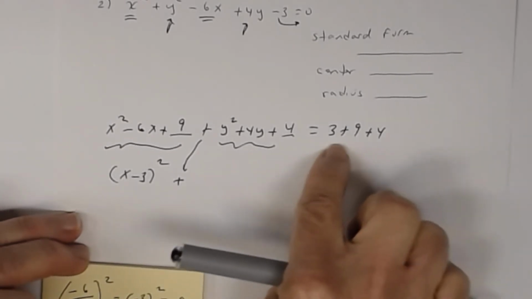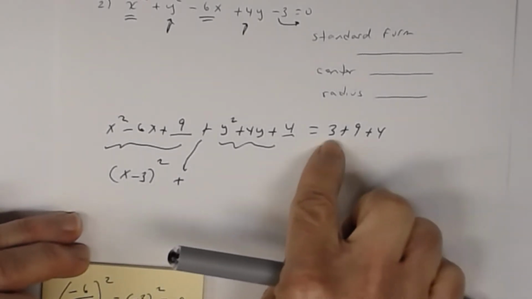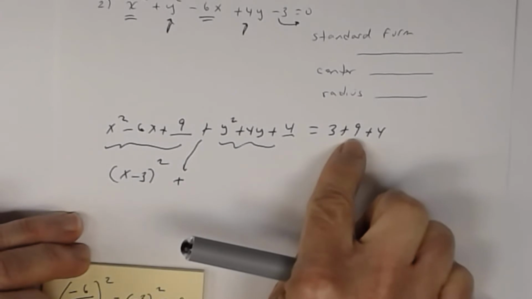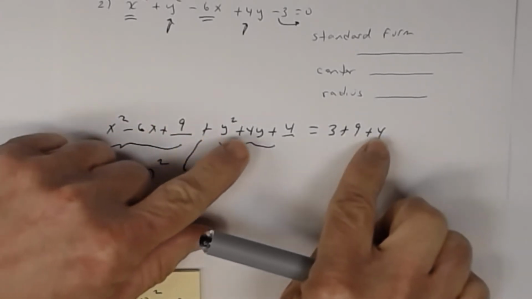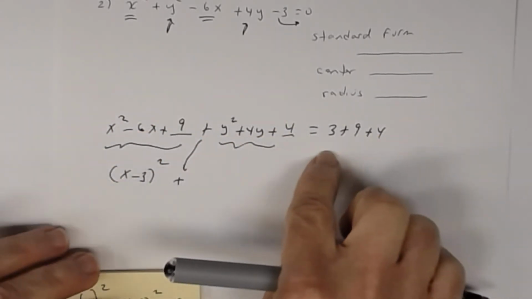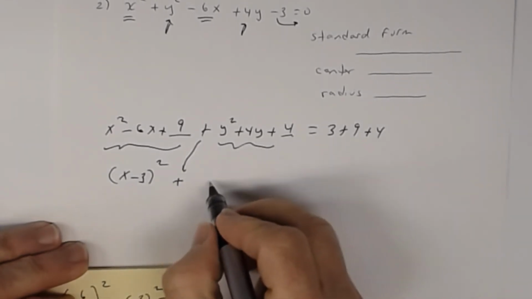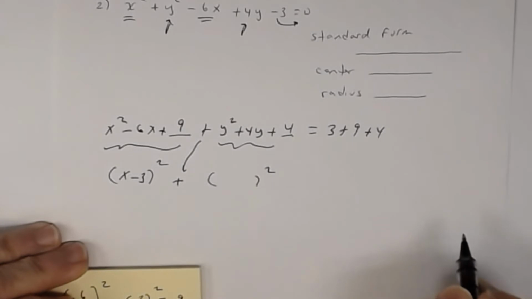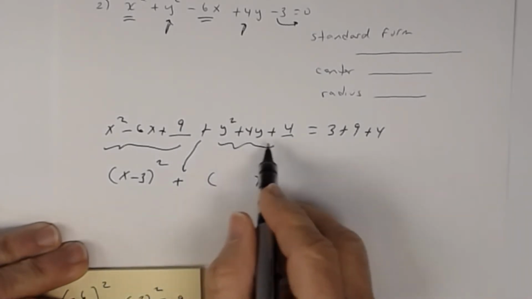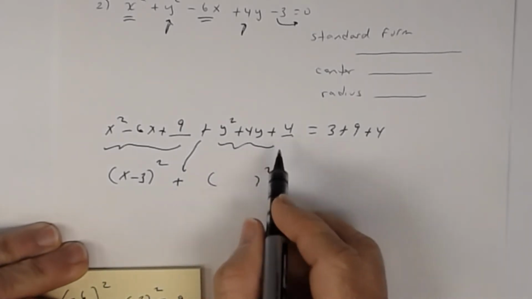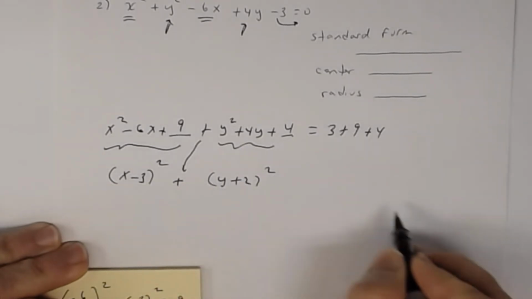You should have 3 numbers on this side. The constant from the original equation, and then what you added here goes here, and what you added here goes here. So remember, 3 numbers on this side. If you're doing this correctly, this should now be a binomial squared. And so when you factor y squared plus 4y plus 4, you get y plus 2 squared.